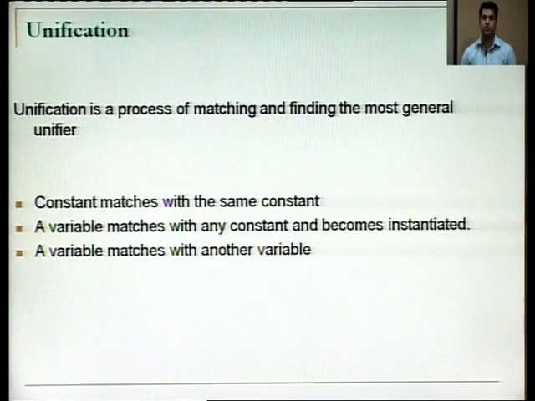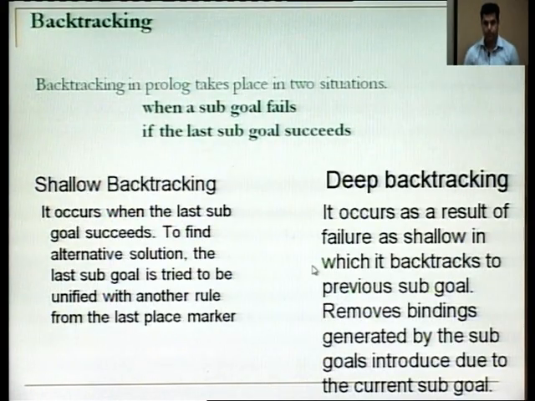Unification, basically what is it? Unification is a process of matching and finding the most general unifier. A constant matches with the same constant, and a variable matches with any constant and becomes instantiated. Likewise, in our previous examples, let us say there was a variable X. When X is initialized to some value, we say X has been instantiated. A variable can also match with another variable, and this is to be noted.